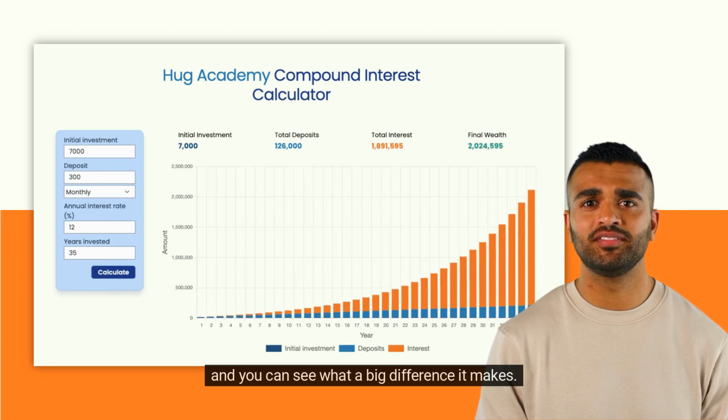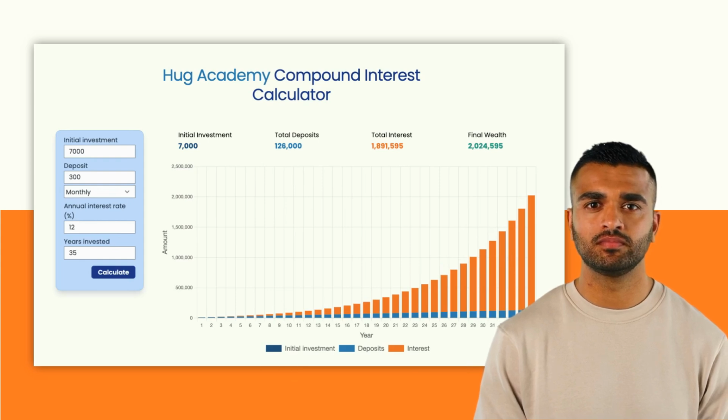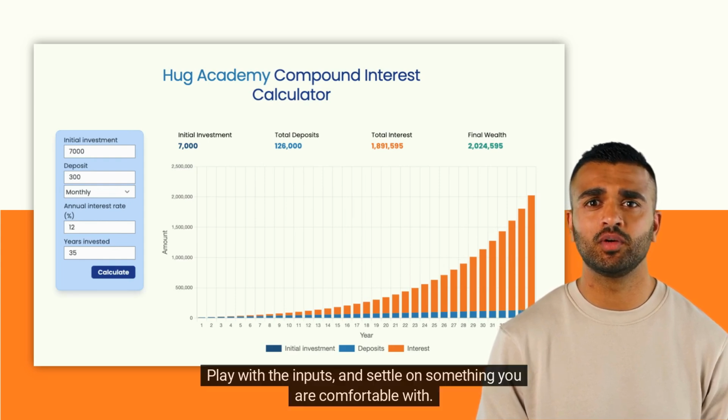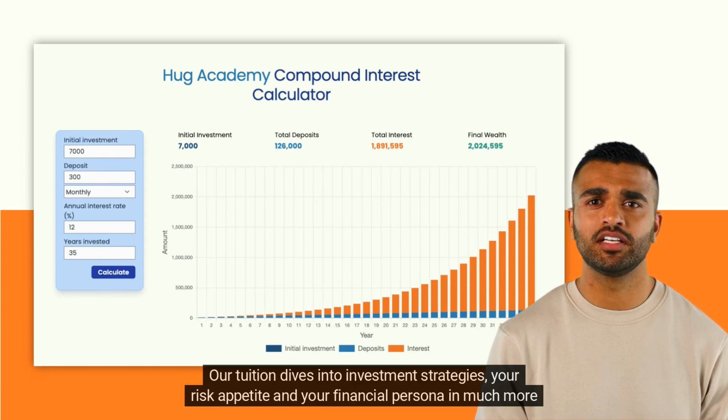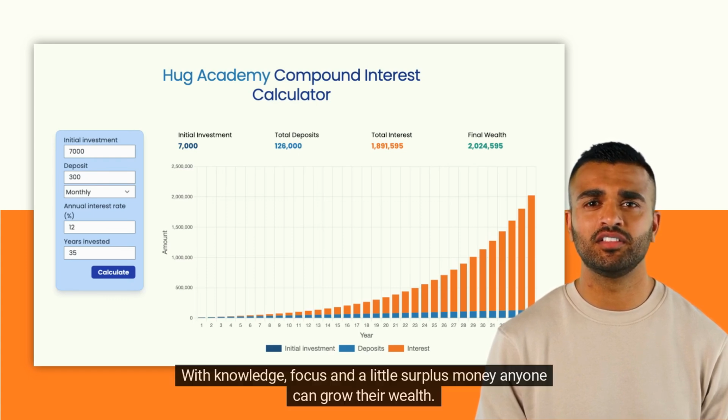And you can see what a big difference it makes. You now have over £2 million. Play with the inputs and settle on something you are comfortable with. Our tuition dives into investment strategies, your risk appetite, and your financial persona in much more detail. This calculator is designed to show you what's possible. With knowledge, focus, and a little surplus money, anyone can grow their wealth.